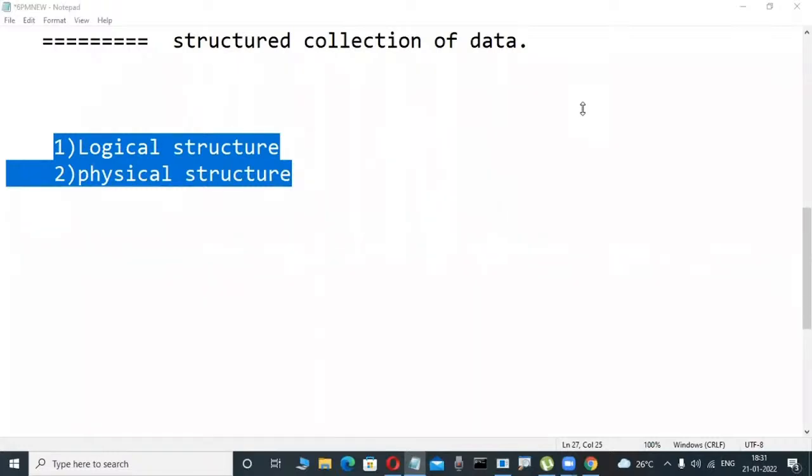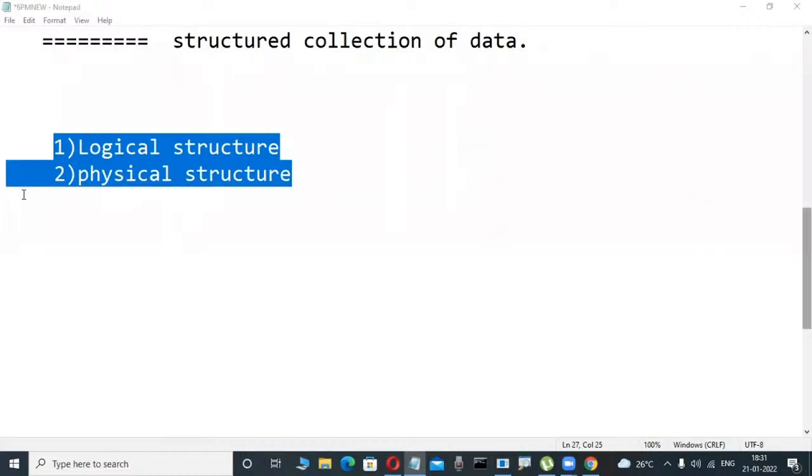Anybody? Okay, some fellows are telling logical structure means logical structure, physical structure means physical structure only. Don't try to tell like that. What is logical, what is physical? It is very easy.